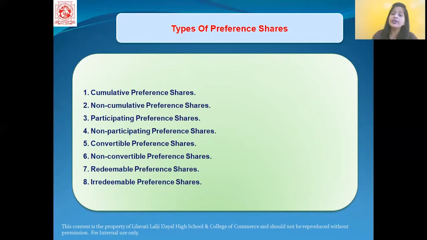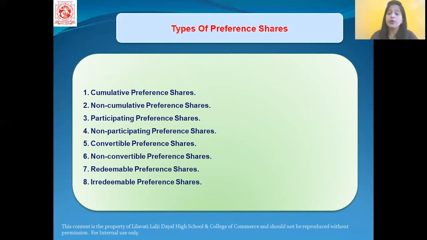Then you have redeemable preference shares. Shares which can be redeemed, can be paid back after a certain period of time, are termed as redeemable preference shares. Irredeemable means the shares which are not payable, it is only payable at the winding up of the company. You cannot redeem it in the middle of the year. So those shares are termed as irredeemable preference shares. So, 8 types of preference shares, students. First one is cumulative, non-cumulative, participating, non-participating.